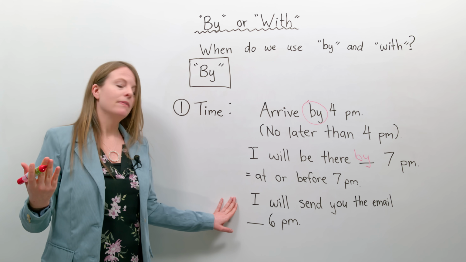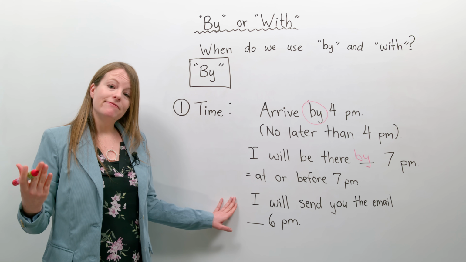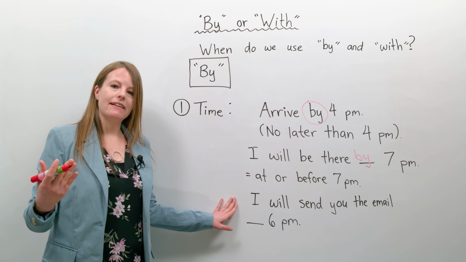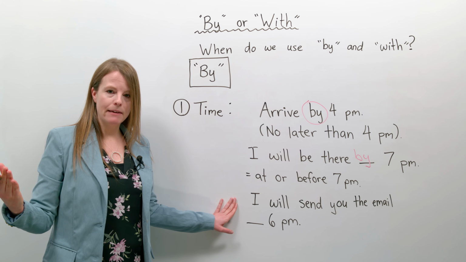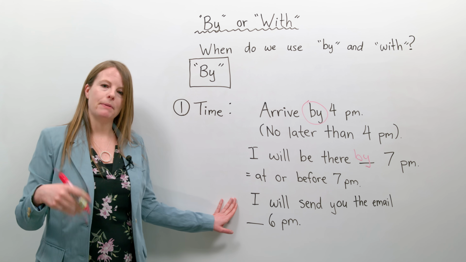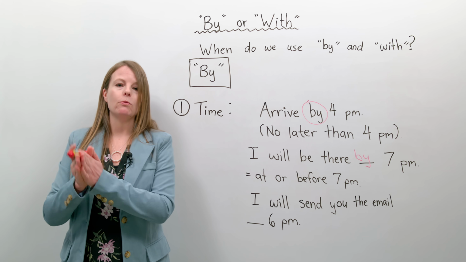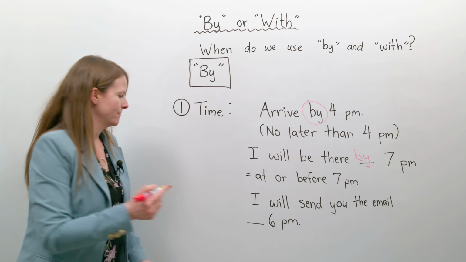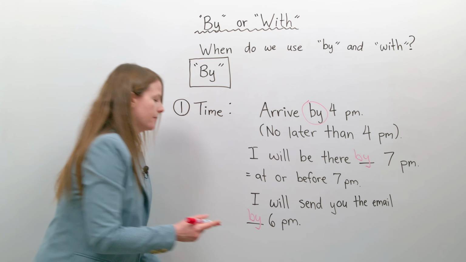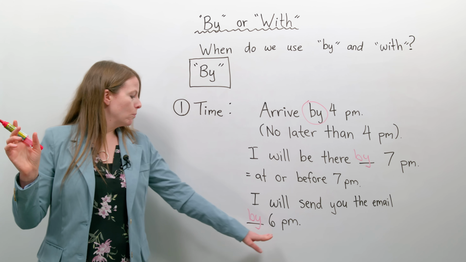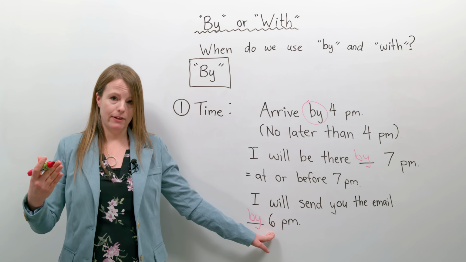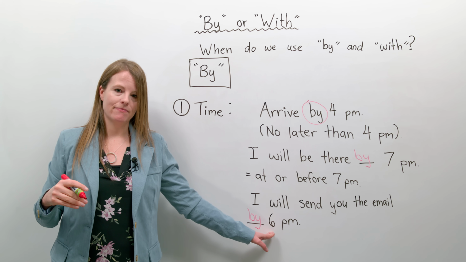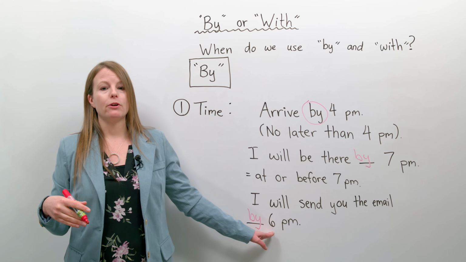Here's another example. Imagine you're at work. You are going to send an email to somebody. You can say, I will send you the email by 6 p.m. This means the person will get the email at 6 p.m. or before 6 p.m. So again, we use by with time very frequently to mean before or at a certain time. Let's look at some other ways we use the word by.